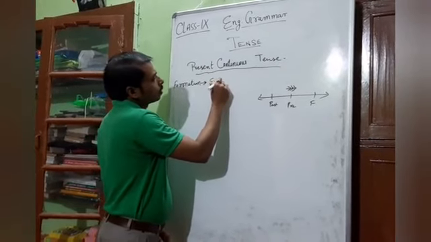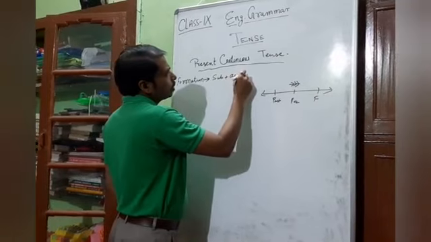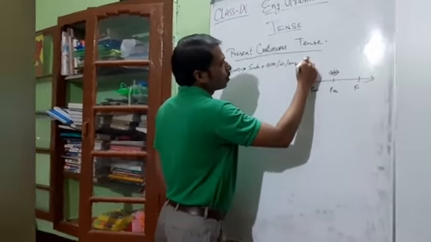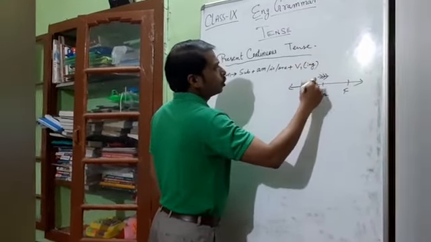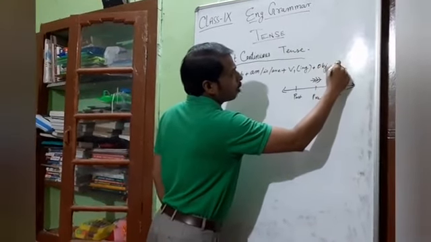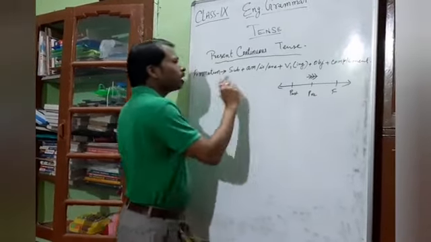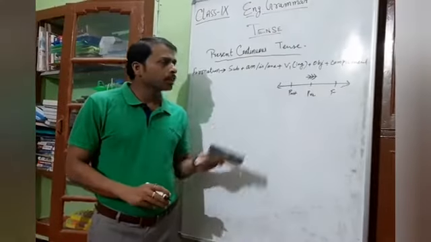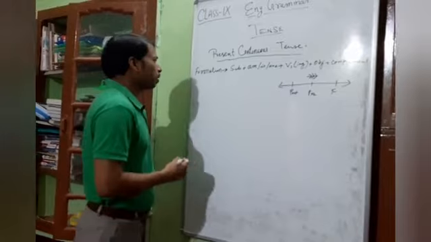Subject plus am, is, are plus V1 with ing plus object if any plus complement if any. This is the syntax for assertive sentences. Now let's see. Let's try to put some examples over here.